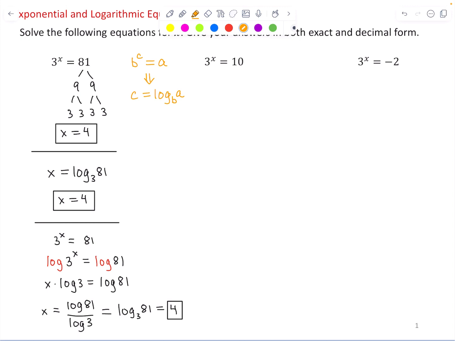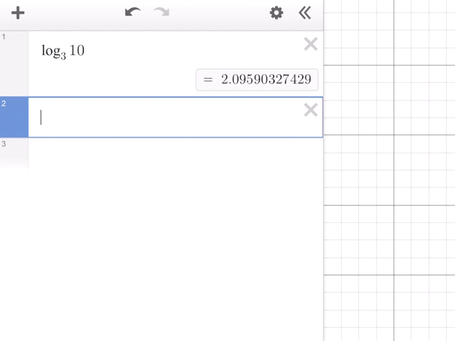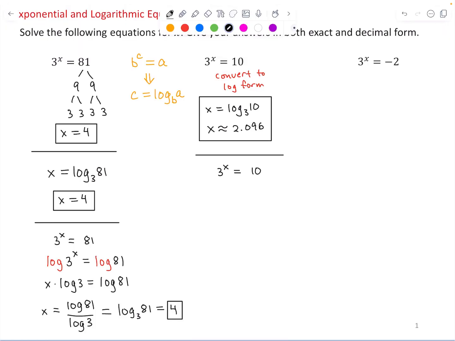Looking at this next one, this time the answer is not going to be a convenient number because there is no simple exponent needed on 3 in order to produce 10. So I'll do this by simply converting to log form, and when I do that, I get the exponent x is equal to log base 3 of 10, which gives me a decimal of about 2.096.